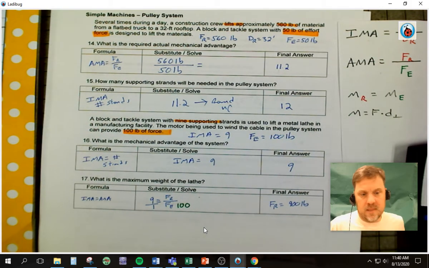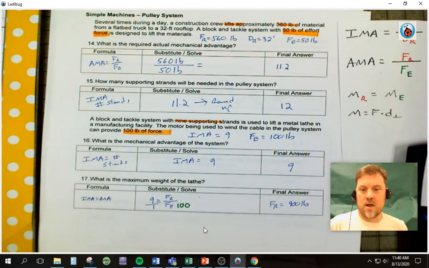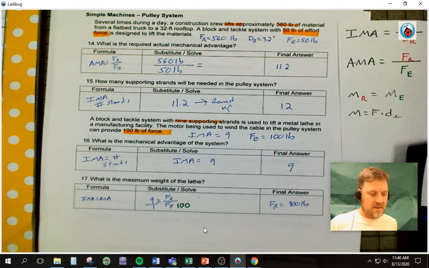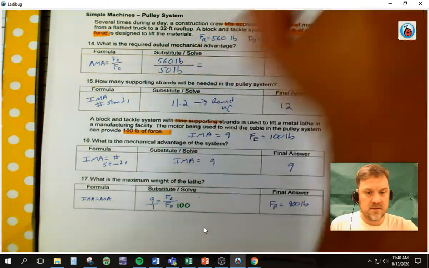So not hard. I think the wording of those problems, this one and the wheel, sometimes makes it a little bit harder than it needs to be, but I think you've got this. So I hope that helps.